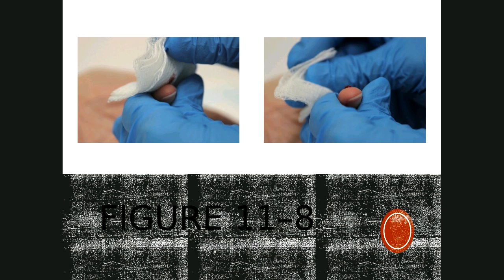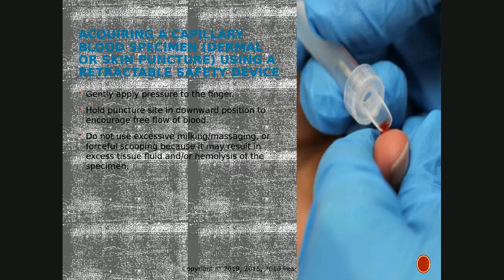This image shows the technician wiping away that first drop of blood and squeezing to get that second drop. We want to do a gentle squeeze and release. Excessive milking could cause hemolysis. We're going to gently apply pressure to the finger once the procedure is done and our tube is filled. Hold the puncture site in a downward position to encourage the free flow of blood. Do not use excessive milking, massaging, or forceful scooping, because it may result in excessive tissue fluid or hemolysis of the specimen.